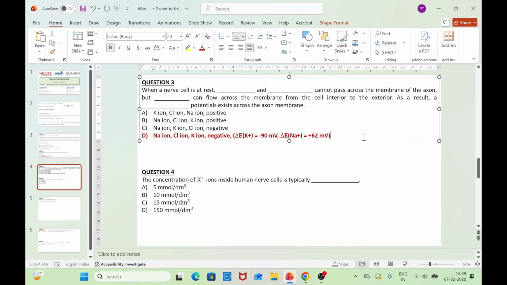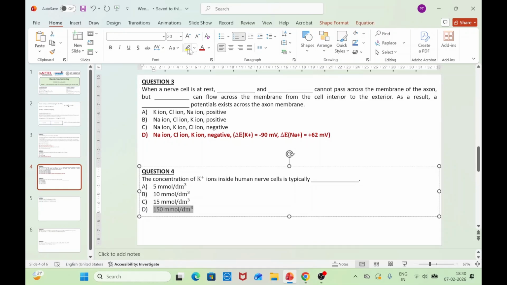Yes, anyone, this is not a very difficult question. It is 150 millimole per dm cube. Yes, that's correct. So if this is the concentration of the K plus ions inside the nerve cell, then what is it going to be outside the nerve cell? That is the exterior of the nerve cell. What is the concentration of the K plus ions?